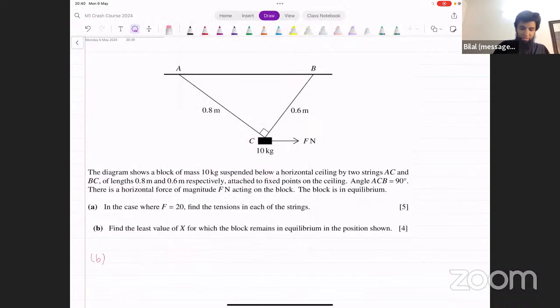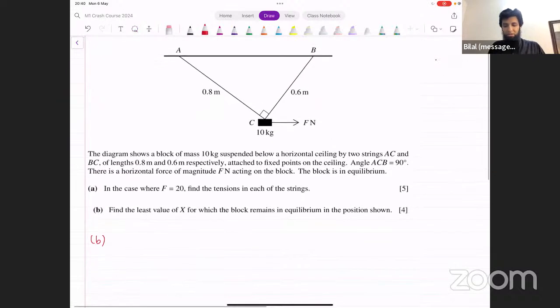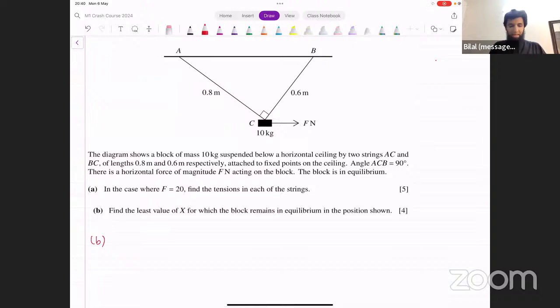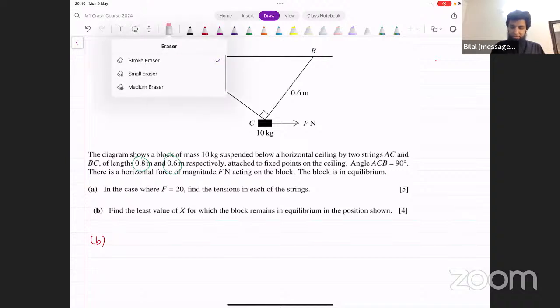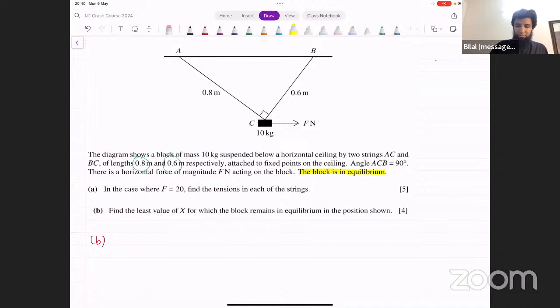Okay, let's read the question statement. It says the diagram shows a block of mass 10 kilograms suspended below a horizontal ceiling by two strings AC and BC of lengths 0.8 meters and 0.6 meters, attached to fixed points on the ceiling. You can see that here. Angles are given. In fact, this is 90 degrees. You have to find the other angles using those lengths. The block is in equilibrium, and there's a horizontal force F Newton acting on the block. All of that is given on the diagram. The only thing that's not shown there is that the block is in equilibrium.